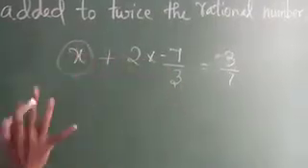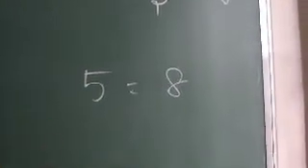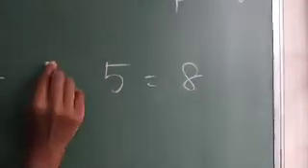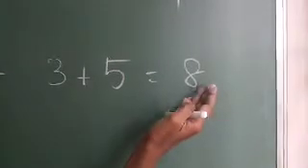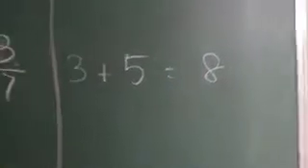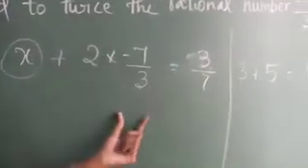So to understand this simply, you see, what should be added to 5 to get 8? You will easily say 3, because you simply subtract 5 from 8, so it is obviously 3. The same procedure is here. So here the extra thing is twice of minus 7 by 3.